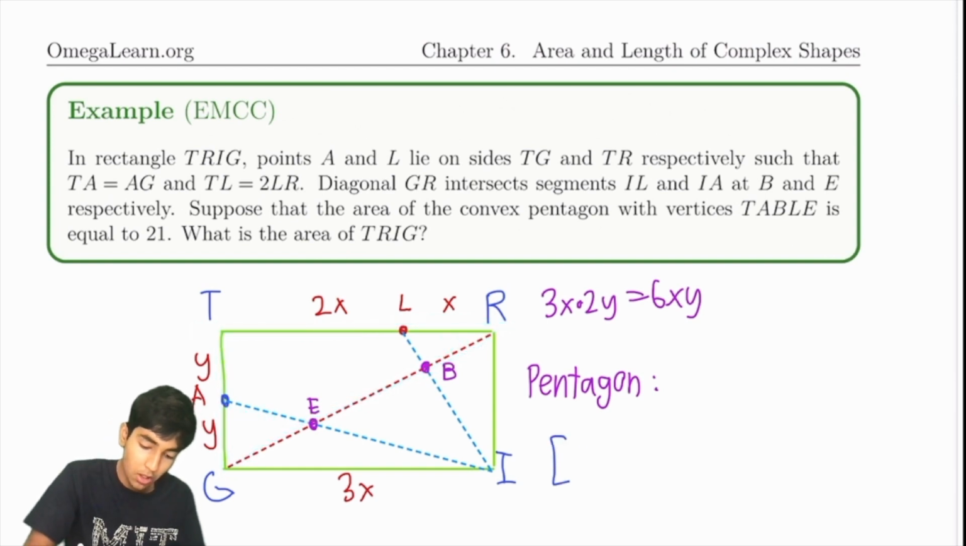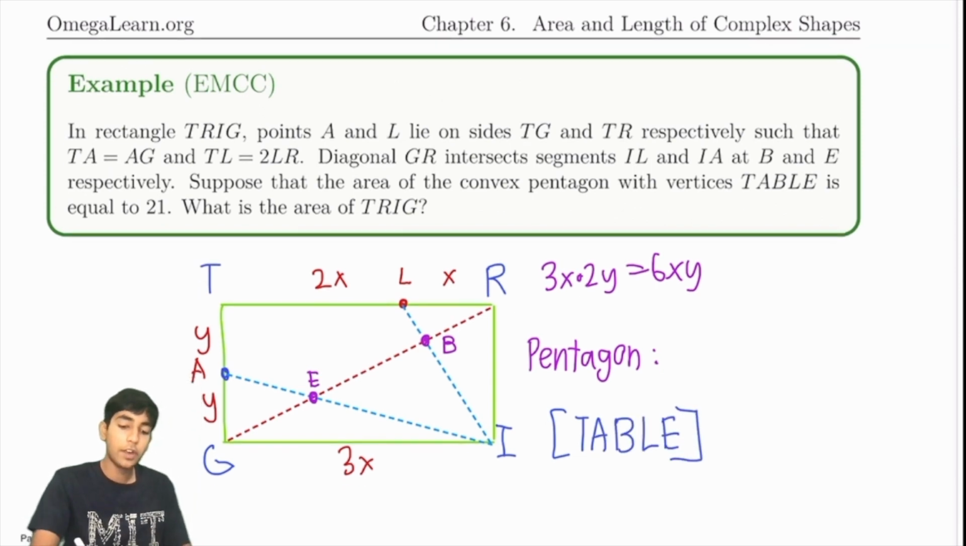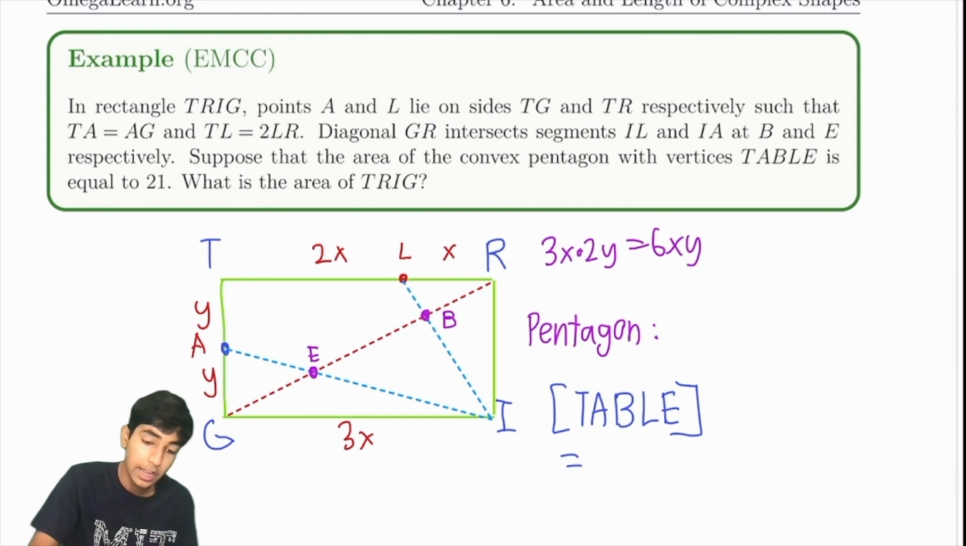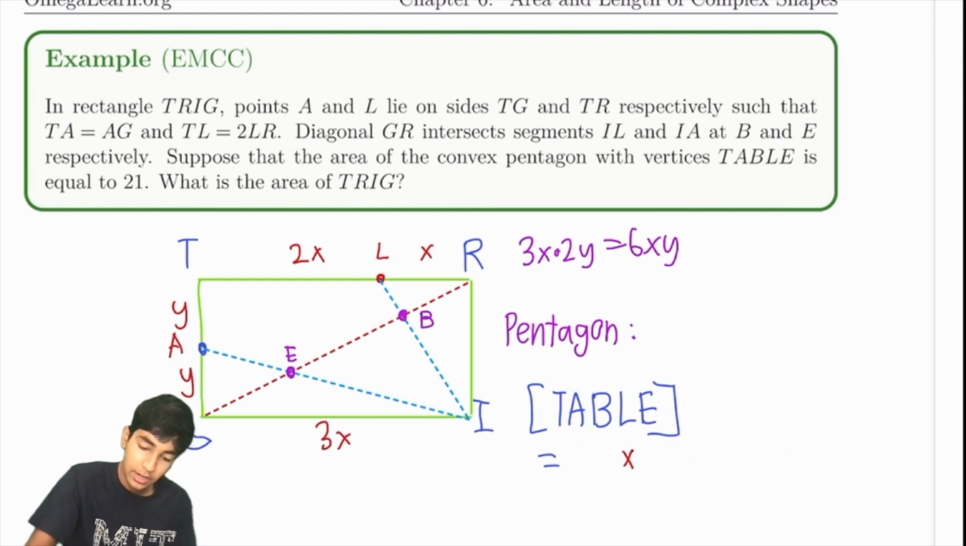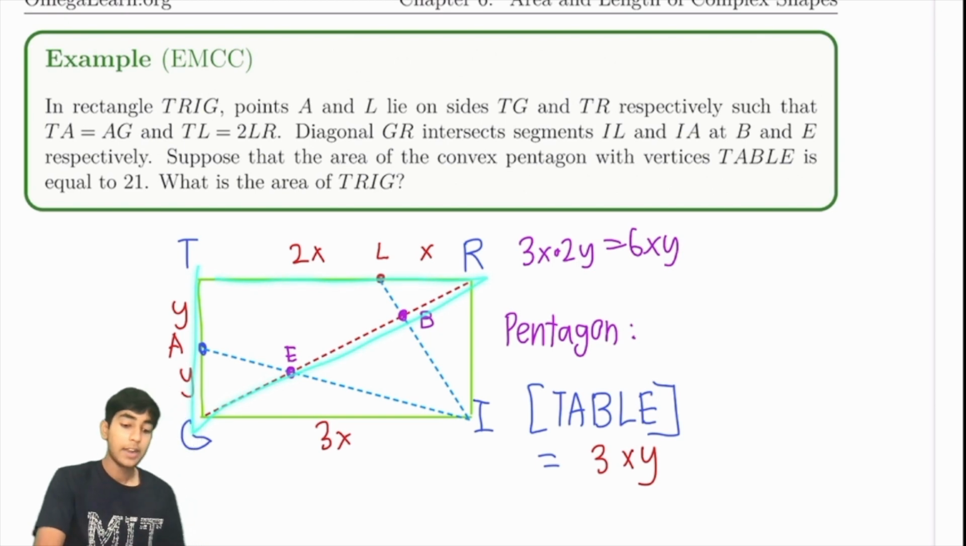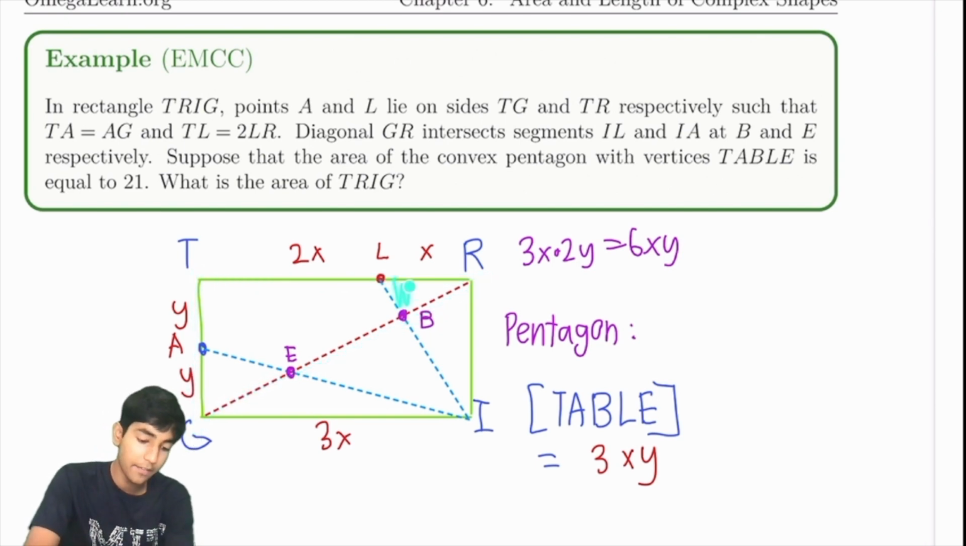So the area of the pentagon, and this notation over here just means area, is equal to the area of this triangle. And what is the area of this triangle? Half base times height. Half base is 3x, height is 2y. So 3xy. That's the area of the triangle. So the area of the entire triangle is 3xy. Now we have to subtract the areas of this part and the area of this part.